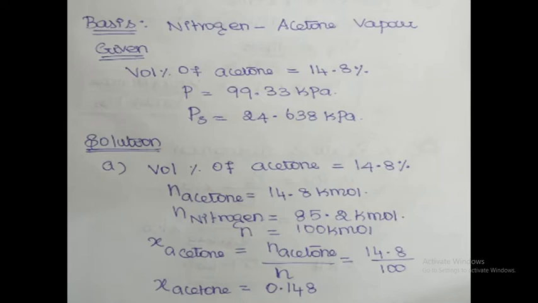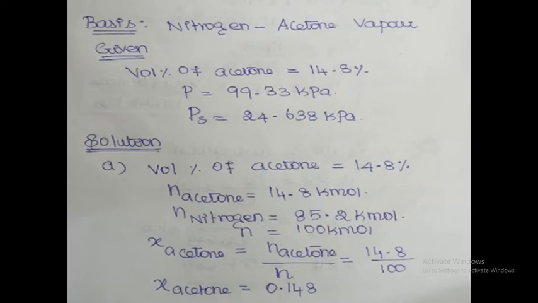Okay, so capital P is 99.33 kilopascal. PS is given. Why? Because that pressure is given at DBT. That's why we take PS equal to 24.638 kilopascal. Solution of this problem.